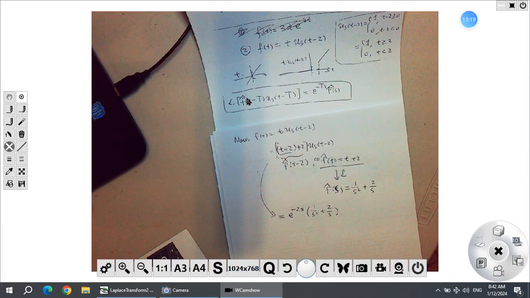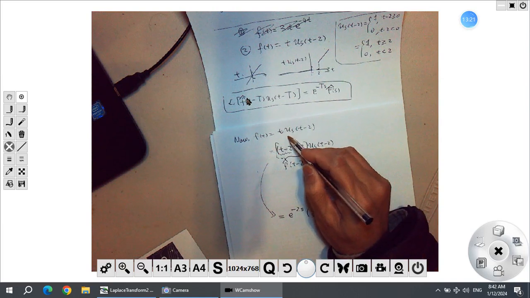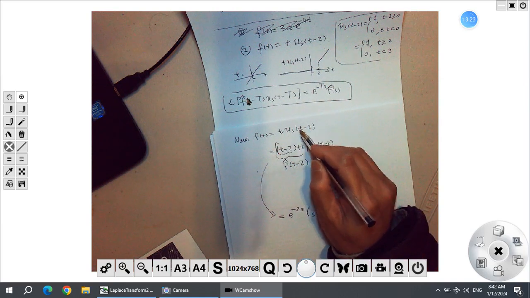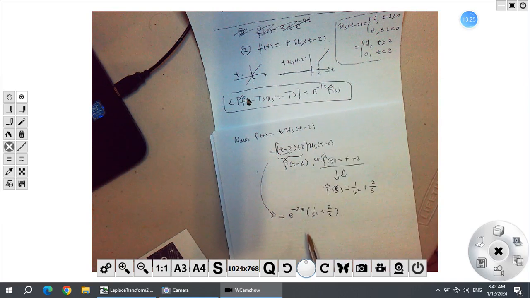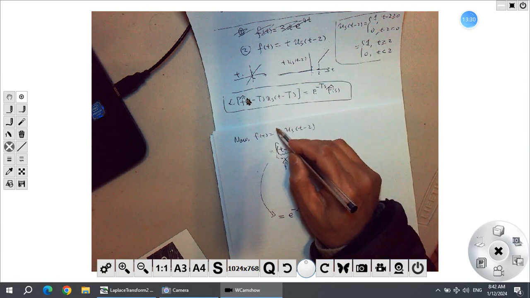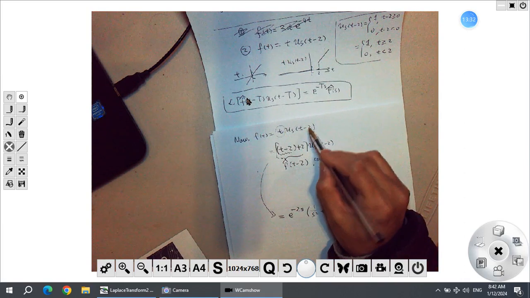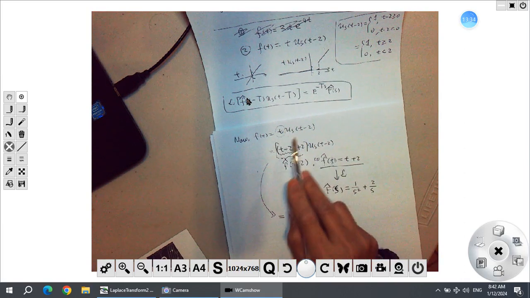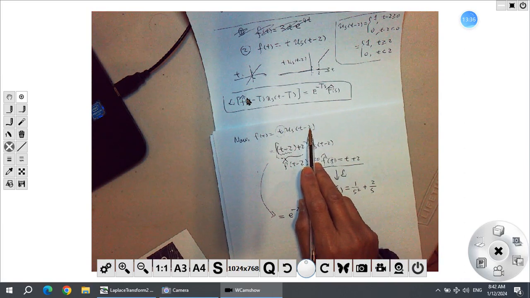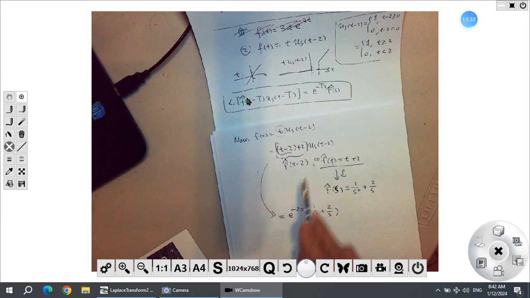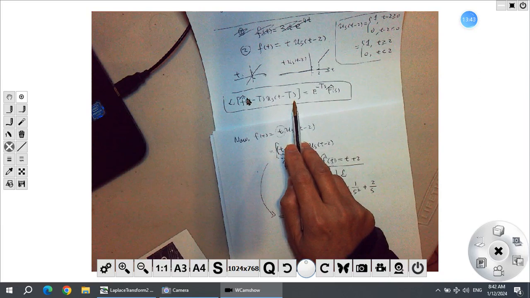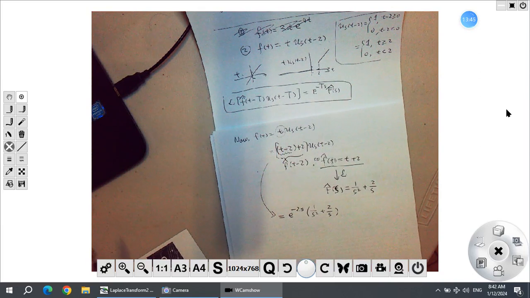So when you have u_s of t with some shift, you need to work this way. You rewrite this part in terms of a function of t minus capital T. Here it is t minus 2. Then you can have something that looks like this, and use this formula. Okay, so this is the second example.